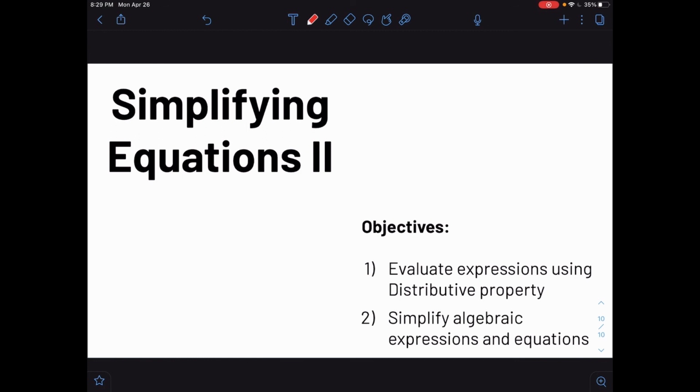So today we continued our work with simplifying equations by evaluating expressions using the distributive property, that means clearing the grouping symbols, and then simplifying the algebraic expressions and equations.